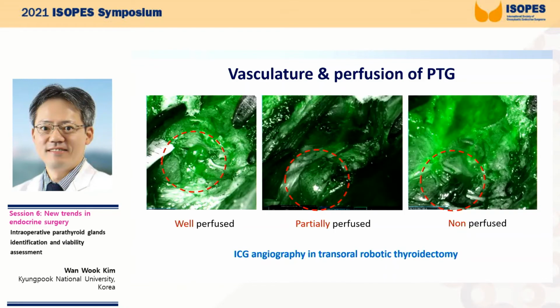The evaluation of perfusion of the parathyroid gland by ICG angiography is as follows. As you can see, it is a partially non-perfused parathyroid gland. ICG angiography can evaluate the parathyroid perfusion more objectively than the surgeon's visual assessment. It is very helpful in deciding whether to do autotransplantation or leave it inside, when it is judged as a non-perfused parathyroid gland.